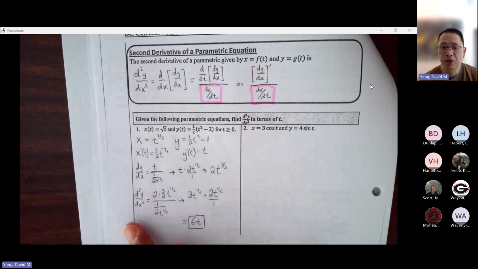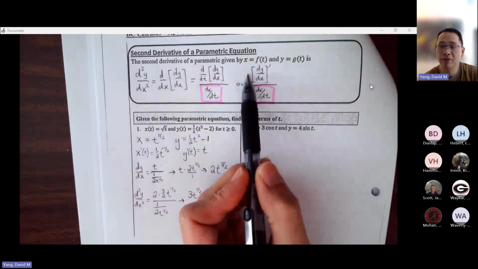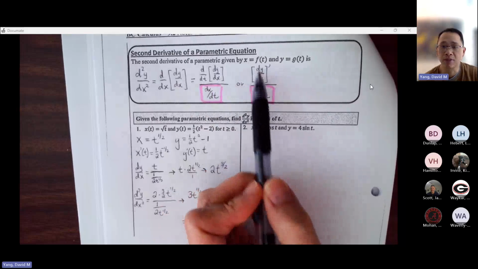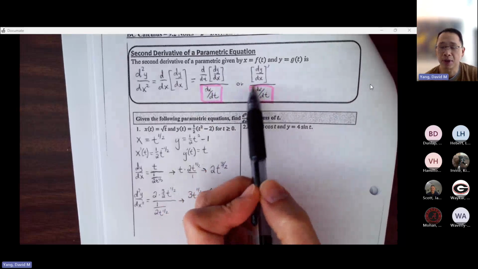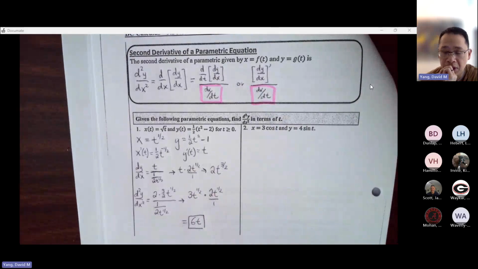So really the only difficulty with this section is just remembering that, after I find the derivative of my dy/dx, I still have to include this dx/dt. So this is the part that throws students off.